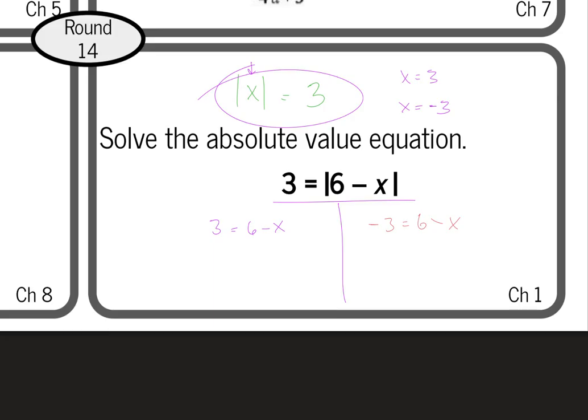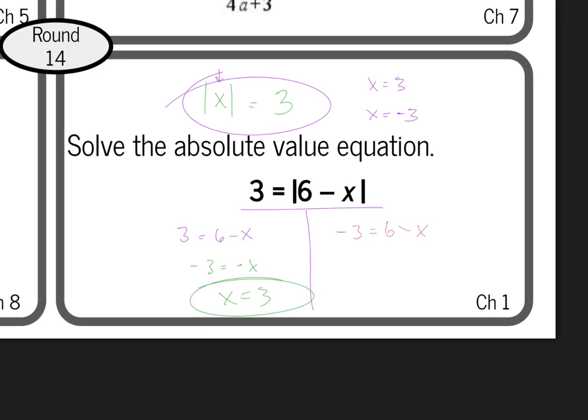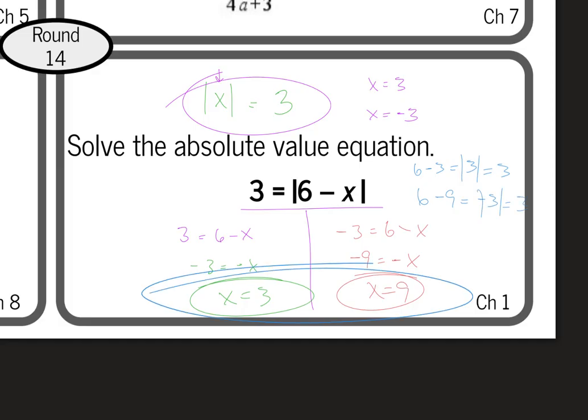So subtract 6 to get negative 3 equals negative x. This is x equals 3. And over here, we subtract 6 to get negative 9 equals negative x. And x equals 9. And if you're not sure if both of those work, plug them in. 6 minus 3 is simply 3. The absolute value of 3 is 3. 6 minus 9 is negative 3, and the absolute value of that is 3. So there are your solutions.